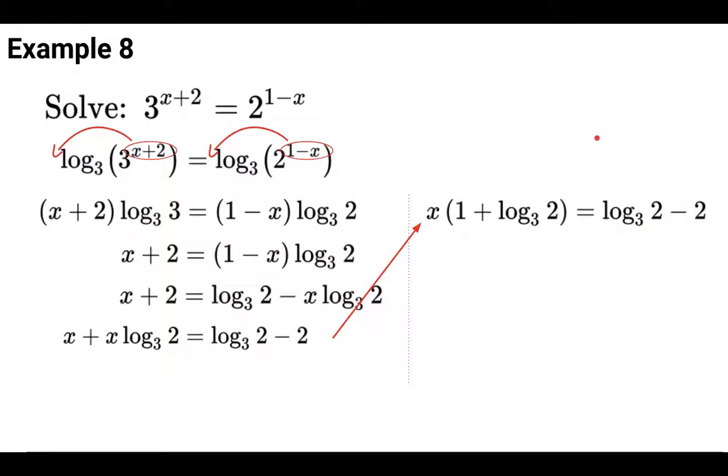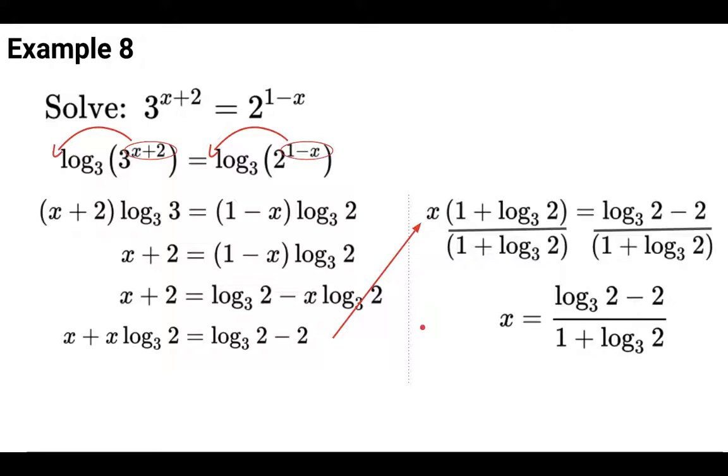All right, now I'm almost there. I got to get the x by itself. It's being multiplied by this quantity, so I'm going to want to divide by this whole quantity. And I get x equals log base 3 of 2 minus 2 over 1 plus log base 3 of 2.